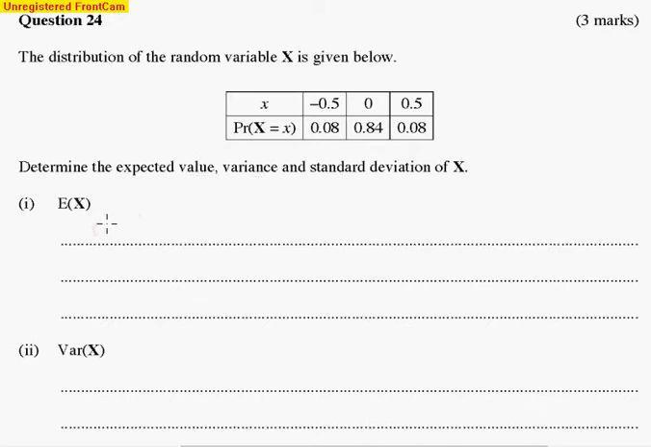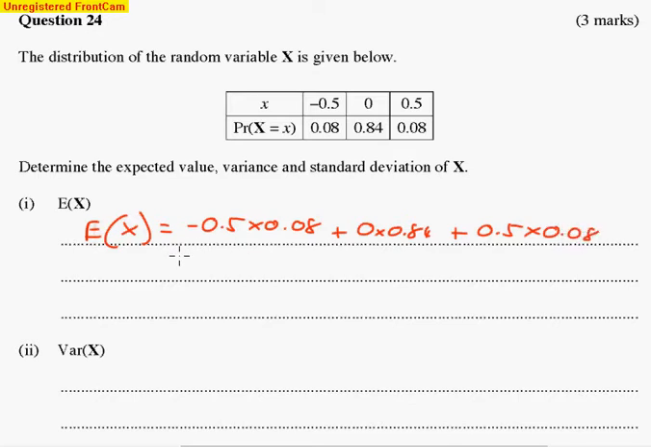Well, for the expected value, when you have these tables, you just multiply the x value times its probability and then do that for each one and add them all up. So let's just do that. Expected value is equal to negative 0.5 times 0.08 plus 0, I don't even bother writing it down, 0 times 0.84, we know that's going to be nothing, plus 0.5 times 0.08. Okay, let's work out what comes here.